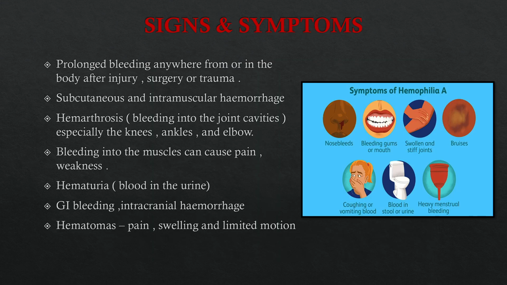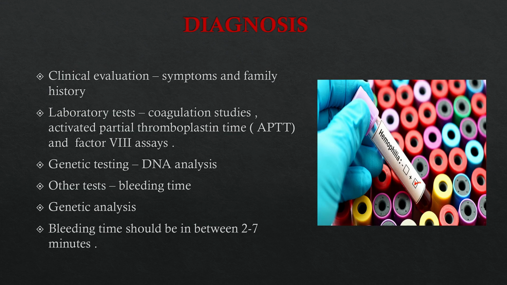Signs and symptoms: prolonged bleeding anywhere in or on the body after injury, surgery, or trauma, subcutaneous and intramuscular hemorrhage, hemarthrosis, bleeding into the joint cavities, especially the knees, ankles, and elbows. Bleeding into the muscles can cause pain and weakness. Hematuria, blood in the urine, gastrointestinal bleeding, intracranial hemorrhage, hematomas, pain, swelling, and limited motion of joints.